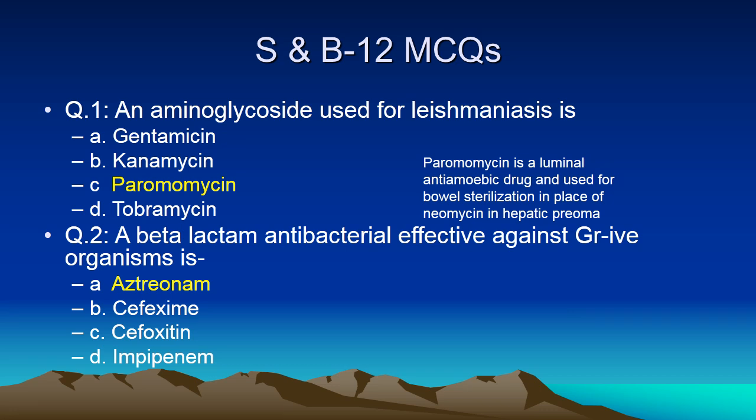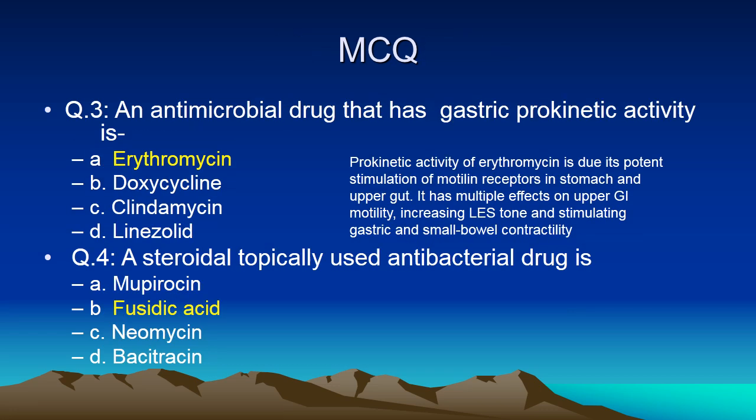Question 2 is a beta-lactam antibacterial effective against gram-negative organisms only. Many beta-lactam antibiotics, for example, broad-spectrum penicillins and cephalosporins, have activity against gram-positive and negative, but aztreonam is one which lacks anti-gram-positive activity.